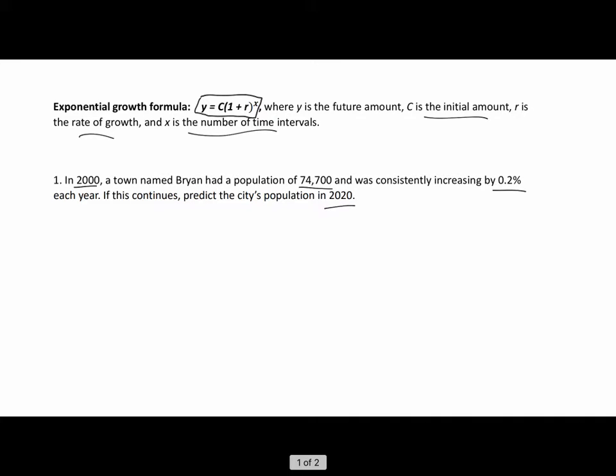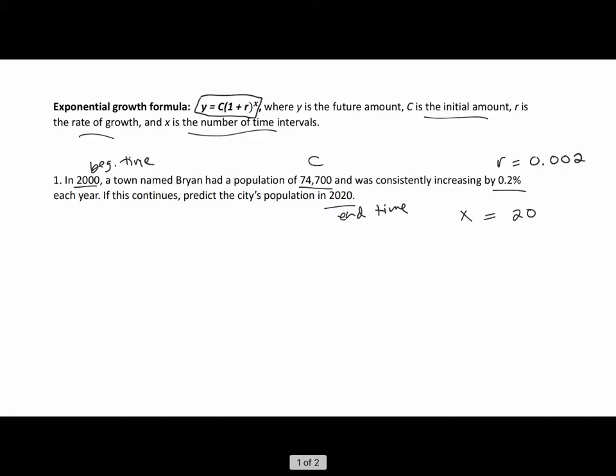So 2000 is the beginning of the time interval, and 2020 is the end of the time interval. So that means the time interval is 2020 minus 2000, which is 20 years. The population in 2000 was 74,700. That's the initial amount. And it's increasing by a rate of 0.2, so divide that by 100, and that's 0.002 for the decimal.